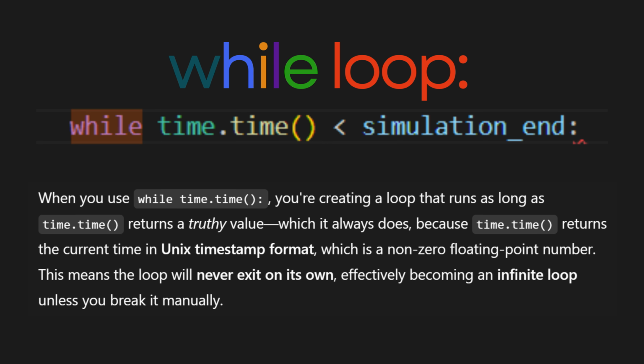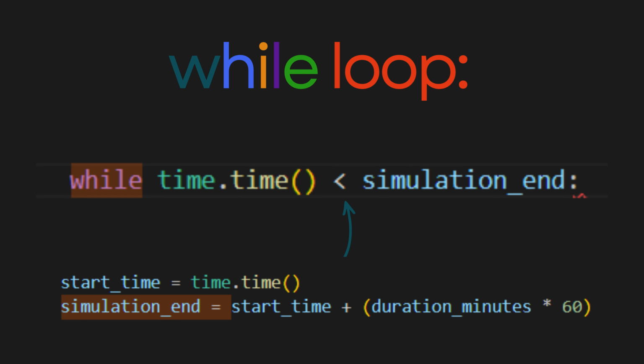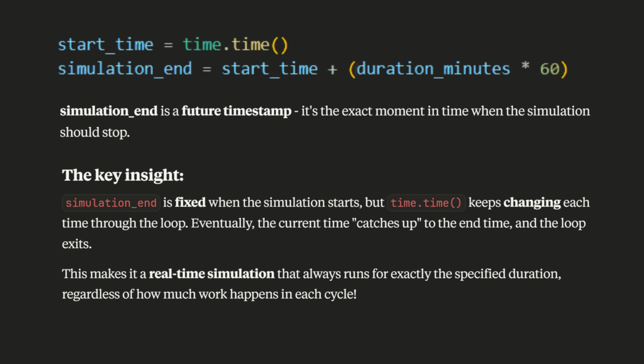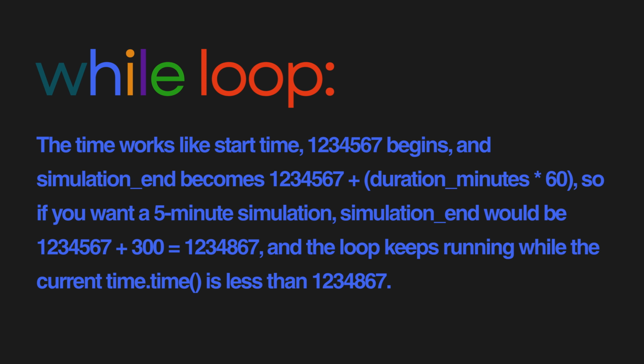So in this while loop, time.time() gets the current Unix timestamp, the exact current moment as a number, and compares it to our calculated simulation end time. The loop continues as long as the current time is less than the simulation end time. This creates duration-controlled execution. Instead of running a predetermined number of iterations, the loop runs until a specific time is reached, automatically stopping when the duration expires.